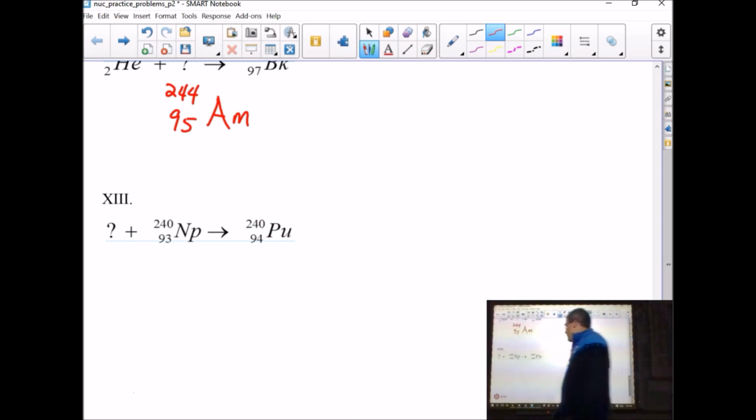Okay. So what is on the bottom? Plus 1 because we have a plus sign here. And then 0, it's a positron.